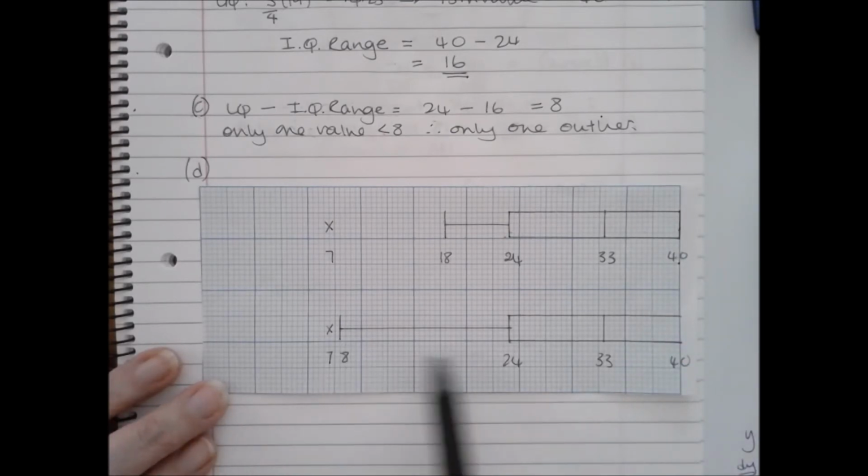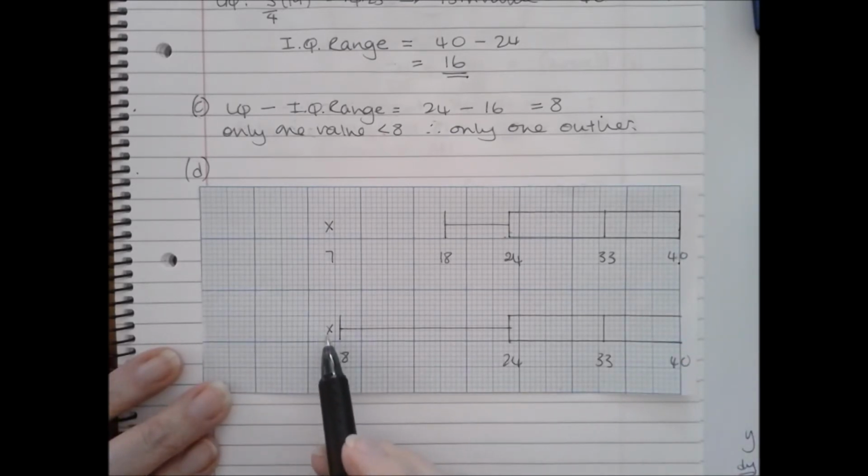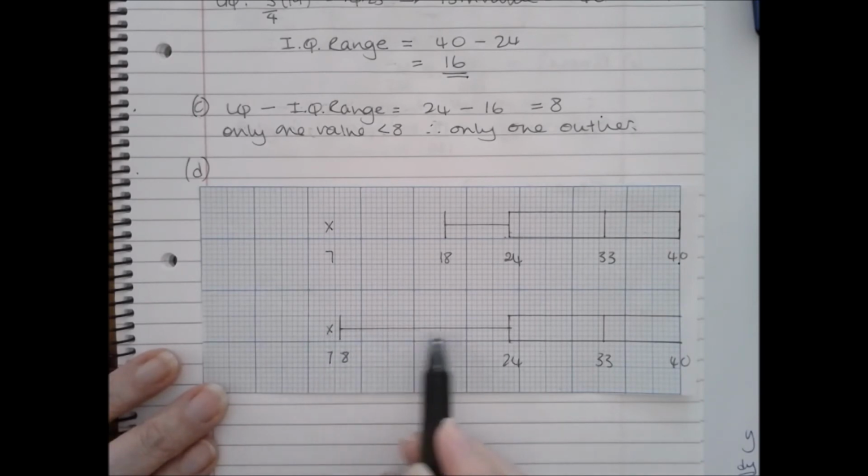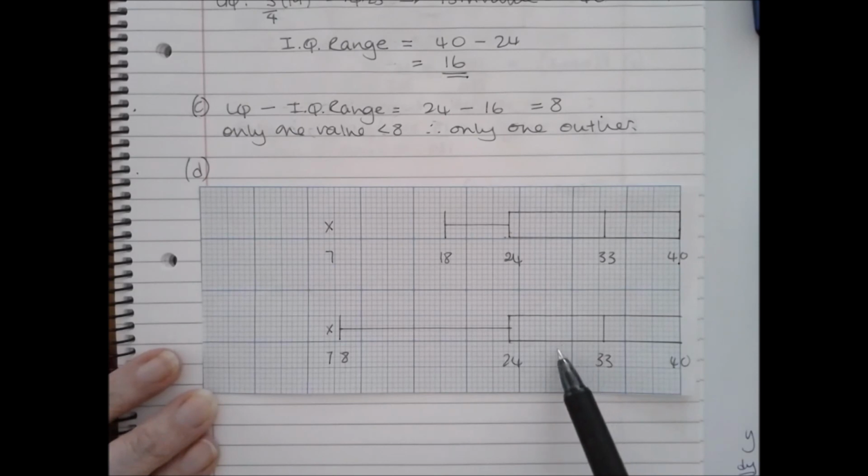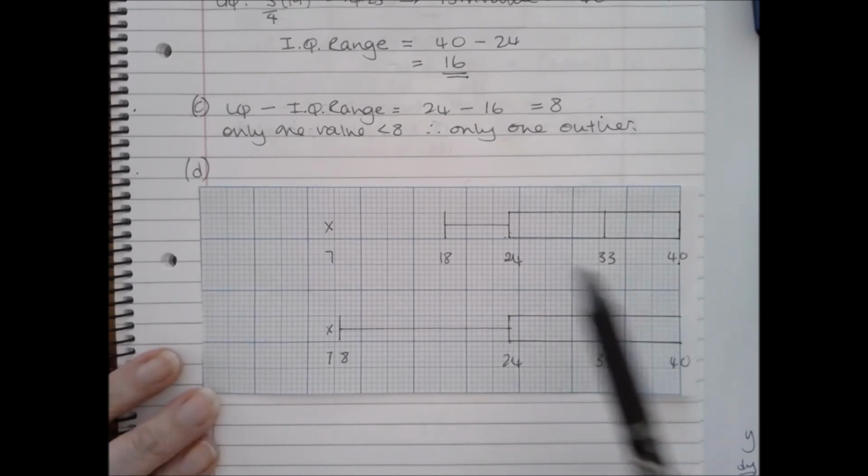And then for this one, what I've done is I've put my outlier at 7. The point where the outliers begin is 8, so I've marked that on there, so I've got a much longer whisker on this one, and then the rest of the box and whisker plot is exactly the same. You can do either of these, they're both correct. I would probably do the first one, but it really doesn't make any difference.